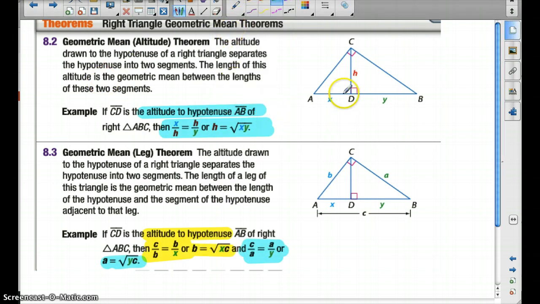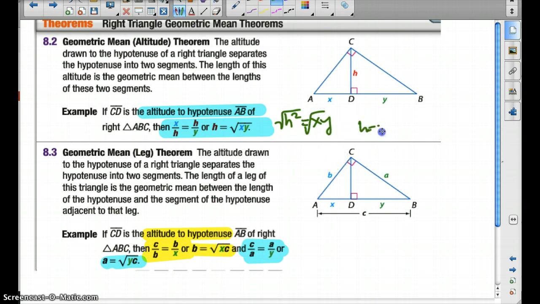So this one is saying that when you have an altitude to the hypotenuse, you can say that the altitude h is equal to the square root of x times y. And that's because we set this up in the last slide, x over h equals h over y. And so remember in that packet, we can use the geometric mean, we can cross multiply to find that. So it actually ends up being h squared equals xy, and we can square root both sides.